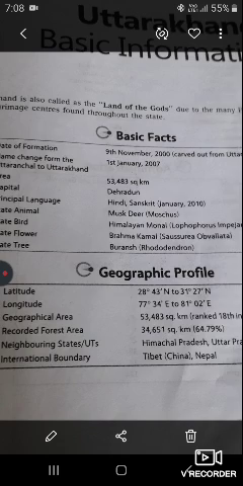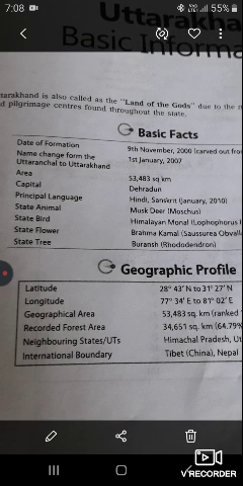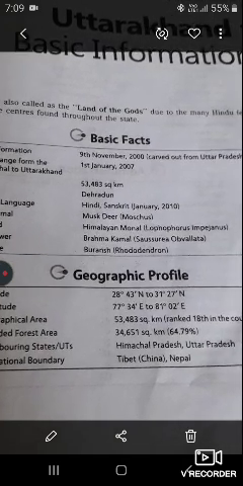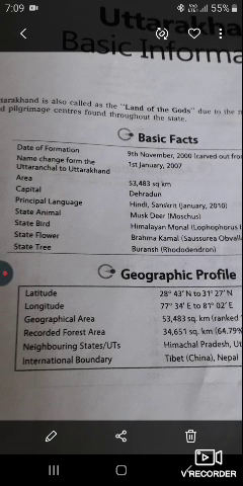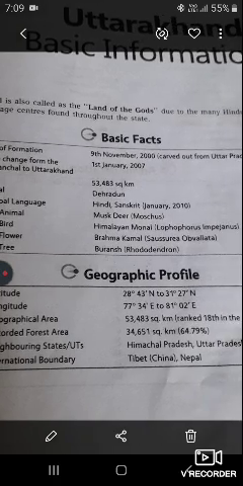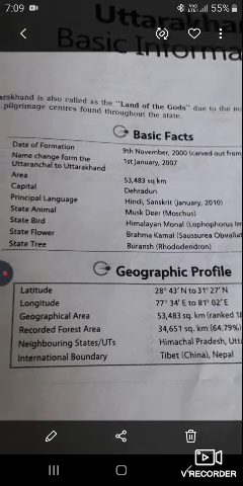Okay, as far as geographical purpose is concerned, the latitude is 28 degree 43 minutes north to 31 degree 27 minutes north. Longitude is 77 degree 34 minutes east to 81 degree 02 minutes east. Geographical area is 53,483 square kilometer, and it is ranked 18th in the country. Recorded forest area is 34,651, and it is 64.79%.